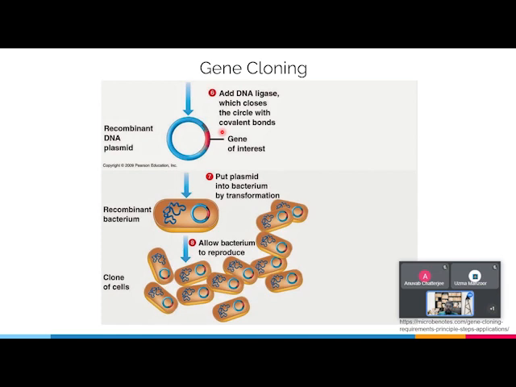Next, you put the plasmid back into the bacterium by transformation. Transformation is essentially putting your plasmid of interest into your bacterial cell. You put your recombinant DNA plasmid into your bacterial cell, forming a recombinant bacterium. And since bacteria proliferate at a huge rate, you allow it to grow. After the bacteria reproduce, you have multiple clones of cells which will contain multiple clones of your gene. So this is how gene cloning works. Any questions from this?